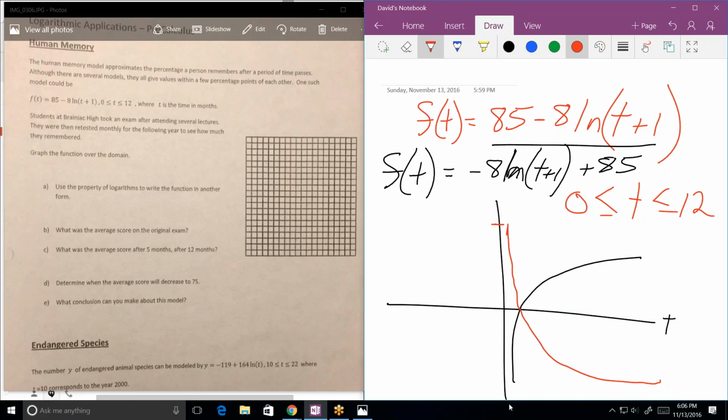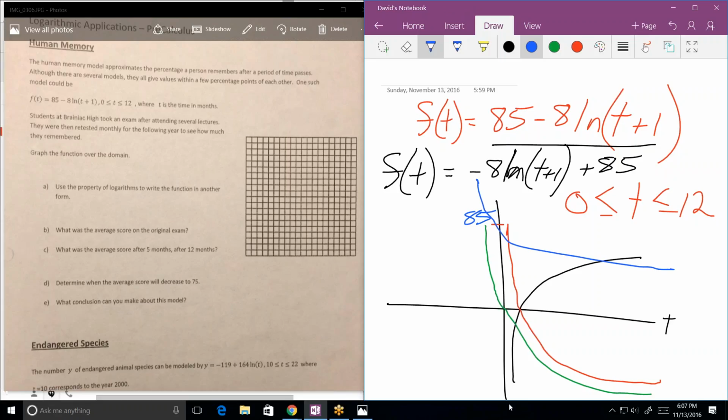Now, what other kind of transformation are we looking at here? Well, we also have the plus one inside the parentheses. That would be a horizontal shift. Which way? Left one. So I'm going to draw that in green. What's the consequence of the plus 85? That's a vertical shift up 85. So if this is, say, 85 right there, then it's going to look something like that, right? And then the 8 is a vertical stretch factor.